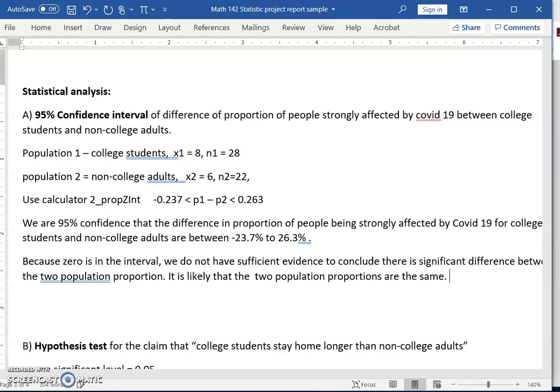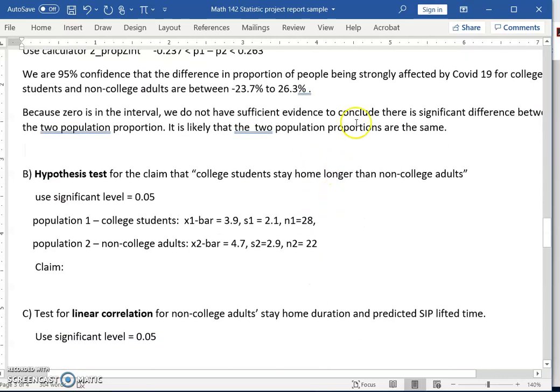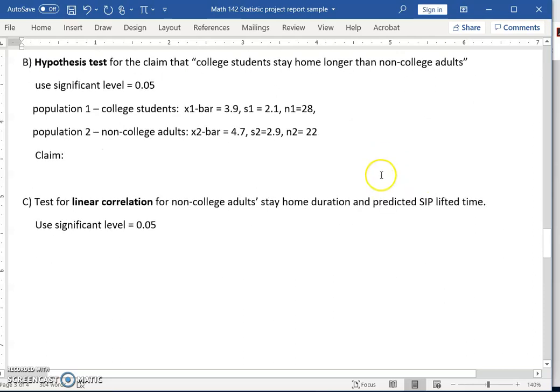And we can confirm by the sample. The sample shows that they're just 1% apart, and the results show that they are more or less the same. Not sufficient evidence that there is a significant difference. They're pretty much the same.